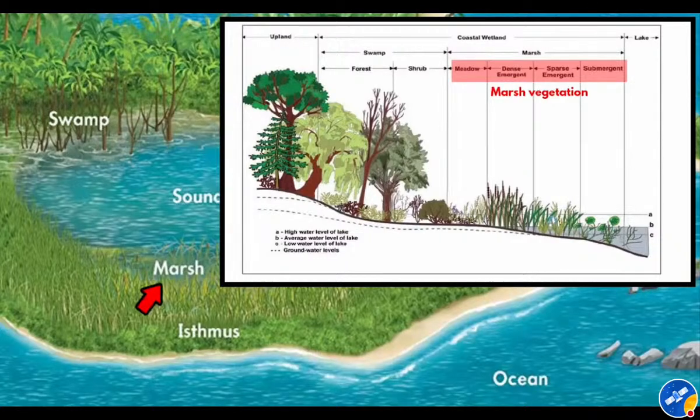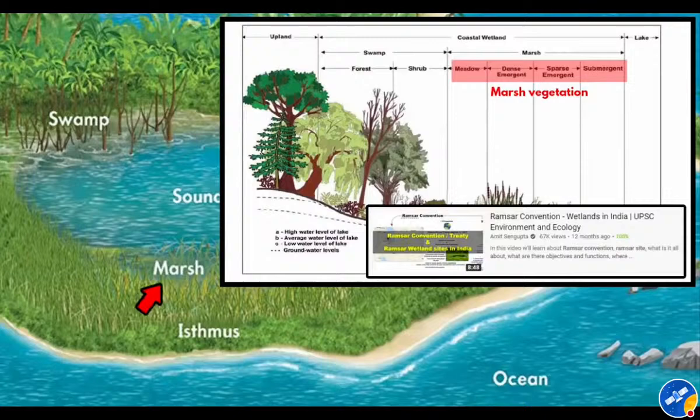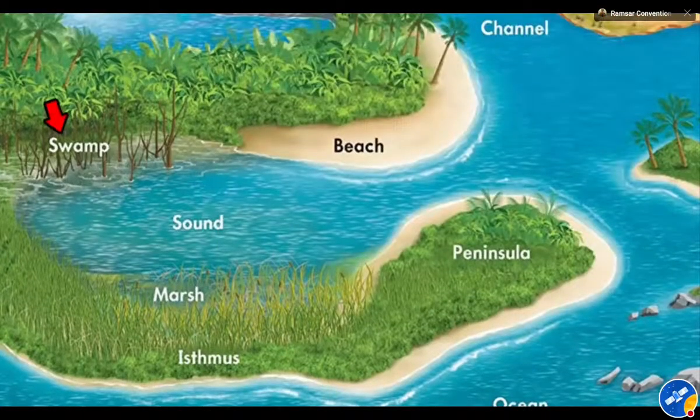This is how marshes are flooded with water all the time. Marshy area of land is also rich in biodiversity. That is why these landforms are conserved and protected throughout the world. The famous Ramsar Convention on Wetlands is a good example of what I'm saying. The next term is swamp.